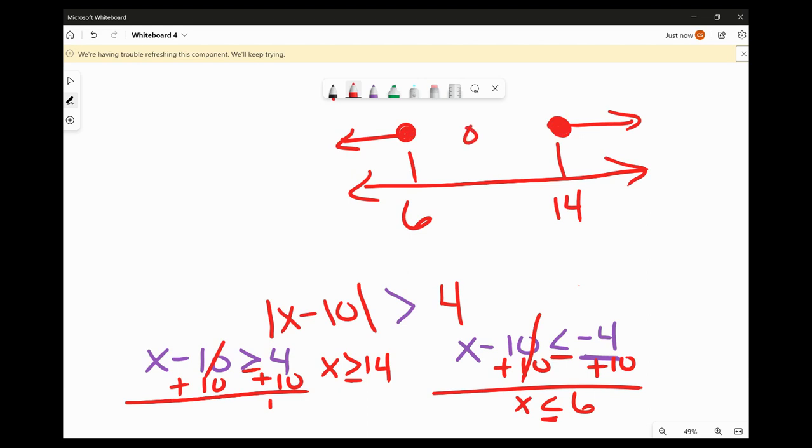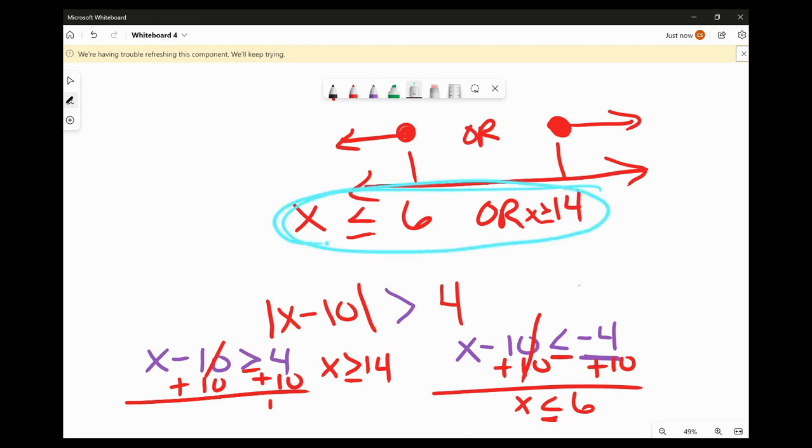So this is an OR problem. So when I write the solution to an OR problem, I would say x is less than or equal to 6, or x is greater than or equal to 14. And that would be my solution. That's how I would write the answer, and this is how I would graph the answer.